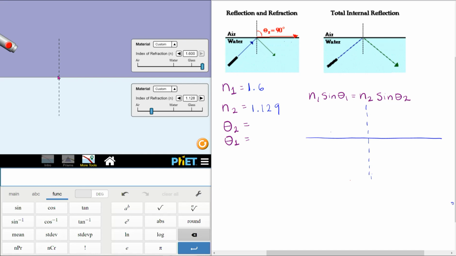I want to use this simulation to show the critical angle. If you're asked to find the critical angle, what they are talking about is at what incident angle you get a 90-degree angle in the refraction angle. So I'm going to use this laser here to show you.